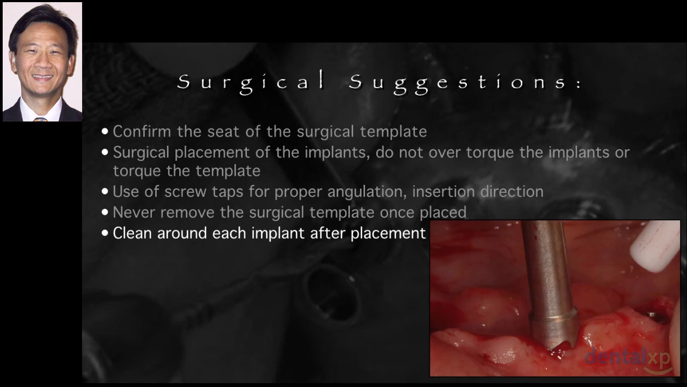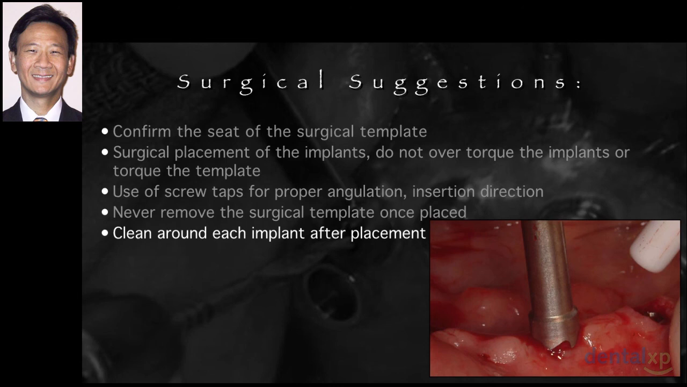If you are placing an immediate provisional restoration, I do suggest that you clean around each implant. Use a soft tissue punch, clean the soft tissue, as well as use a bone mill, depending upon where the head of the implant is in relationship to the crestal bone. Is there enough room for that prosthesis to seat all the way down? Clean around each implant after placement.